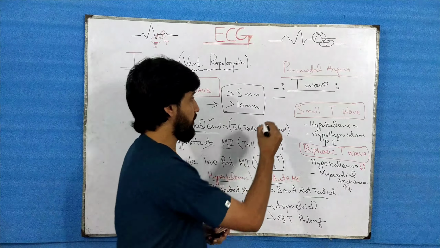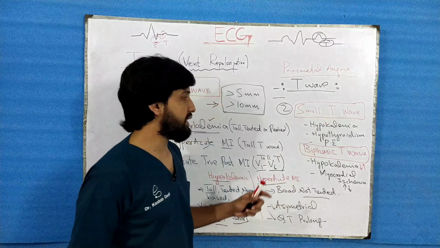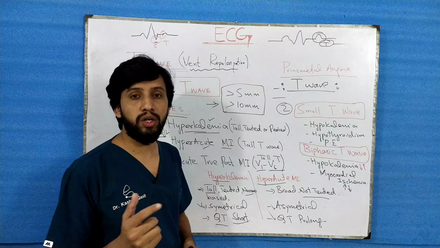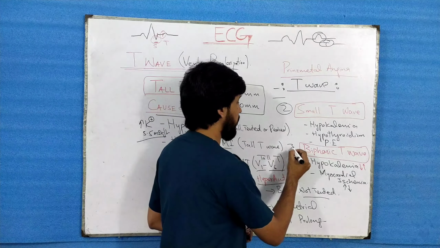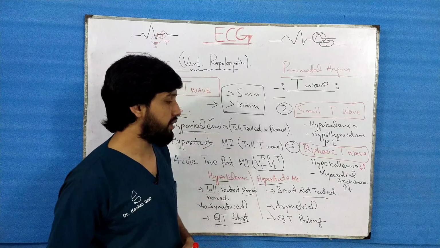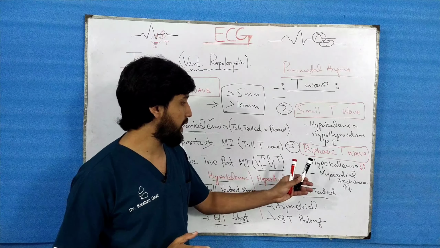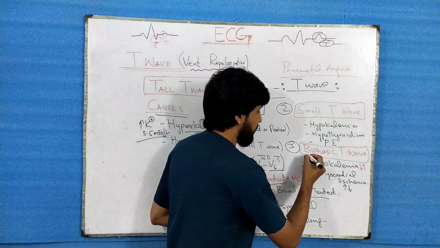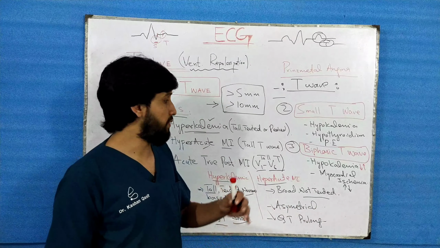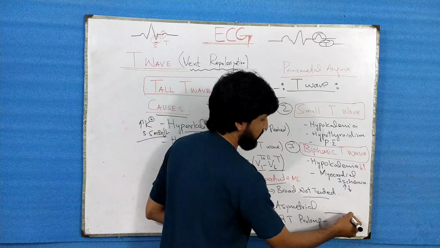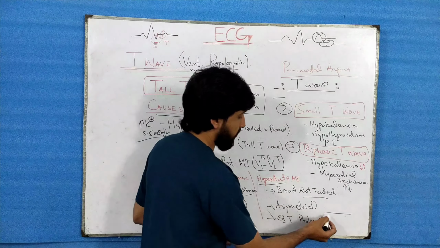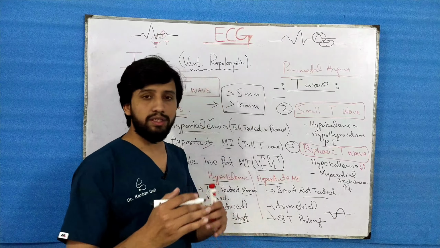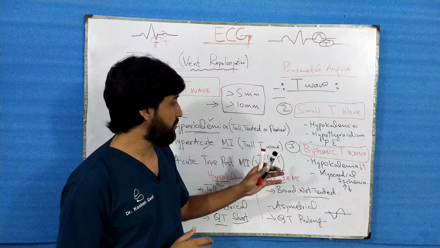Then comes the second abnormality, which is the small T wave, which is seen in hypokalemia and hypothyroidism. The third condition here is pleural effusion. The third abnormality of the T wave is the biphasic T wave. You will notice this in hypokalemia and myocardial ischemia. But how will you differentiate between these two? Basically, what is a biphasic T wave? It means this is the isoelectric line, the first part of the T wave will be below the isoelectric line, and the second part will be above the isoelectric line. So the wave will be biphasic.